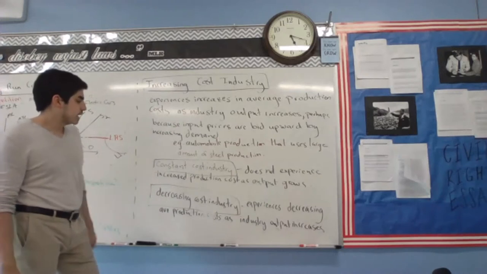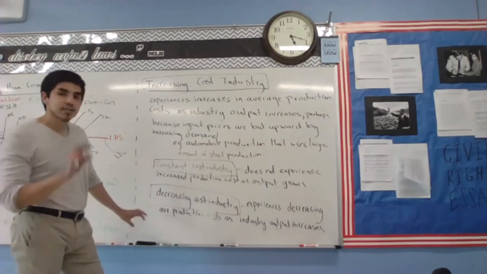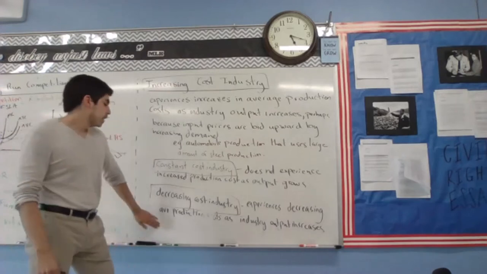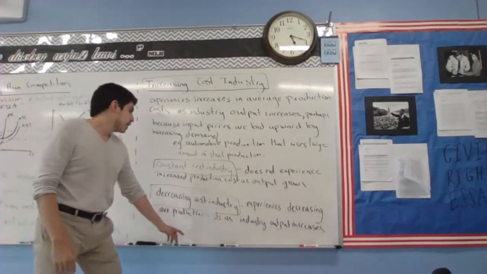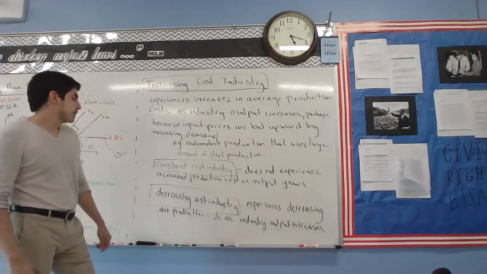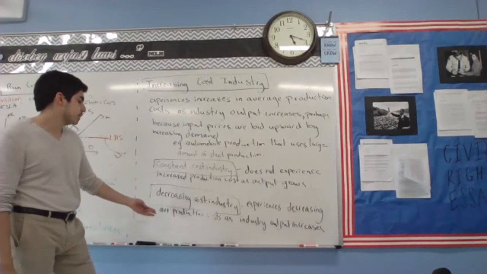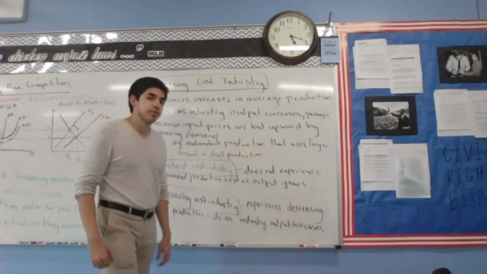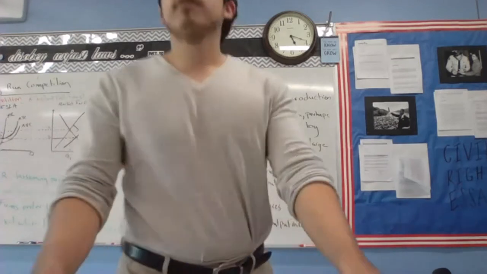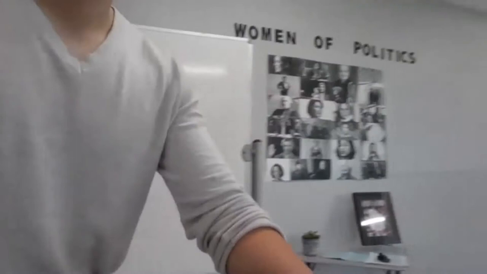We already did constant cost industry. And finally, the last setting is the decreasing cost industry. And we experience decreasing costs. Our cost industry experiences decreasing average production costs as industry output increases. So think about economies of scale, people having different learning curves and stuff like that. Okay, so now we're going to go to the back of the room right here.